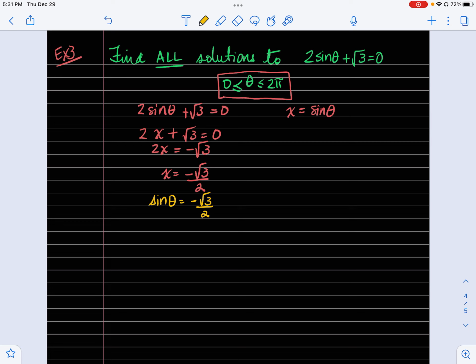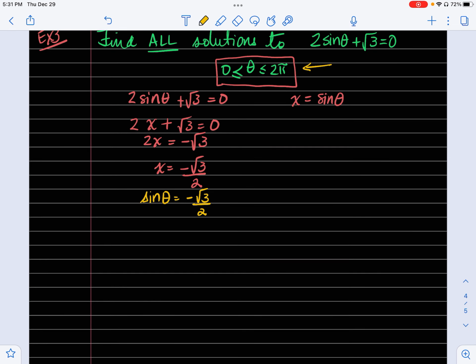Now what's this question asking me? It's asking me to find all possible values of theta where the sine value is equal to negative root 3 over 2, and that's the objective of the question. This is not an inverse question, keep that in mind. So there are no restrictions. The only restriction is to make sure theta is between 0 and 2 pi. So let's go ahead and get started.